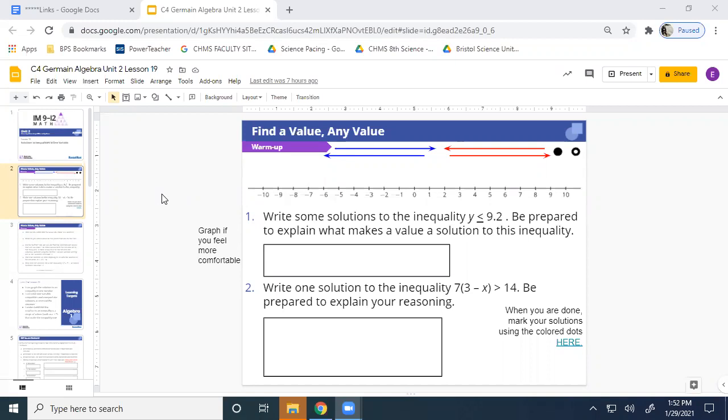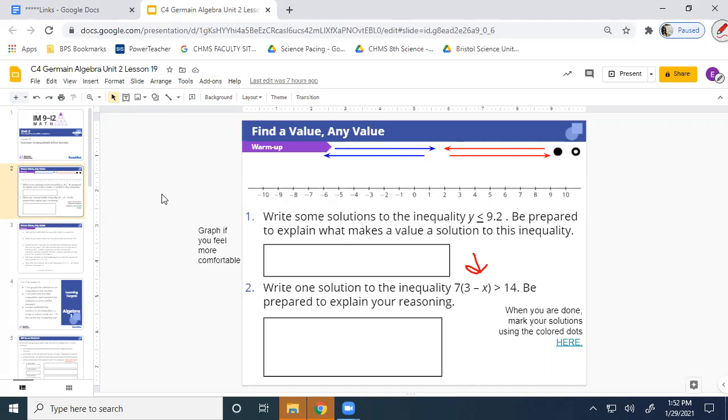Then, this is where the tricky part comes in. Then I want you to write a solution to this inequality right here: 7 times (3 minus x) is greater than 14. You might have to do some work to that inequality to find your x values, or where your solutions are going to fall. But I want you to think about what you've done in the past and think about how you might find the solution set for that one.